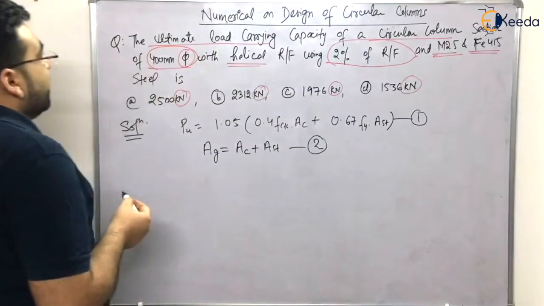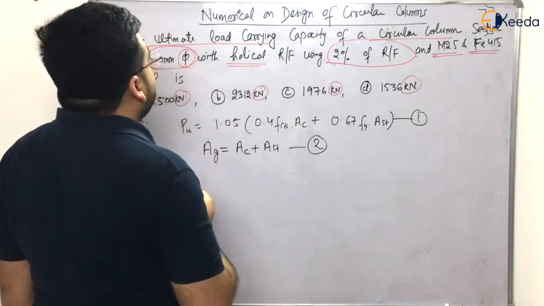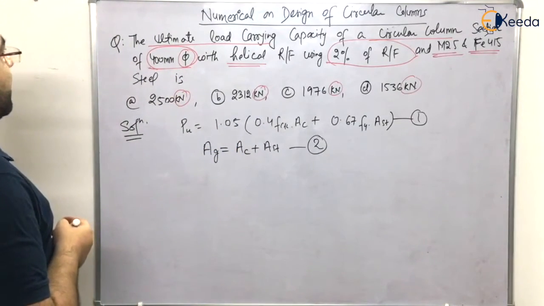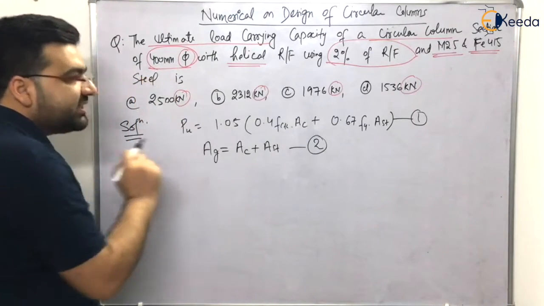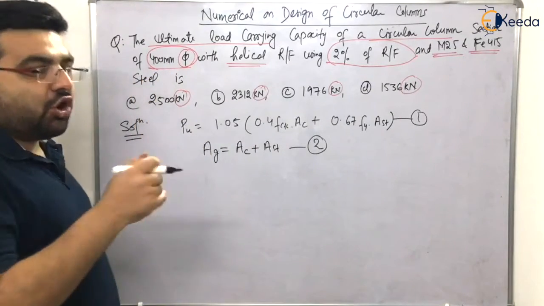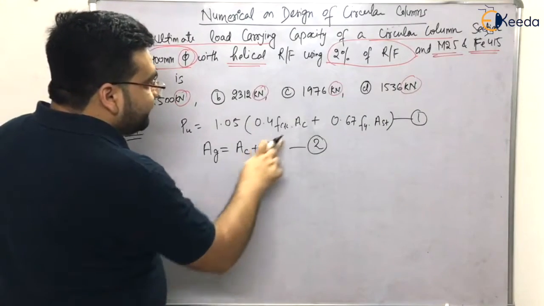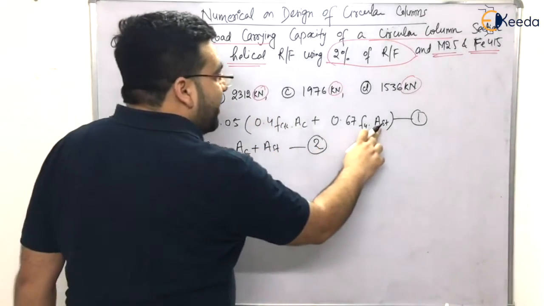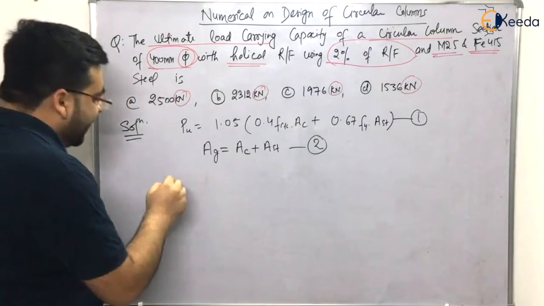Now in the question, what is given to me? fck is given. Is area of concrete given? No, area of concrete is not given, but I can determine the gross area because the diameter of the column is given. So the next thing is, Ac I will determine. Ast is 2% of the area. So let me first determine Ag.